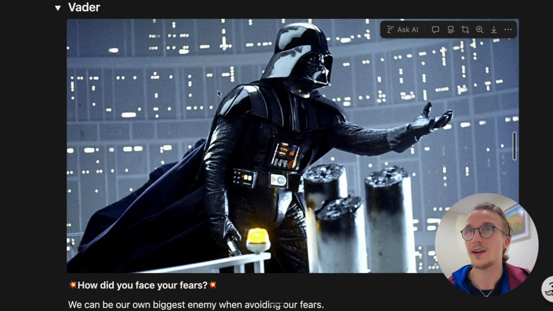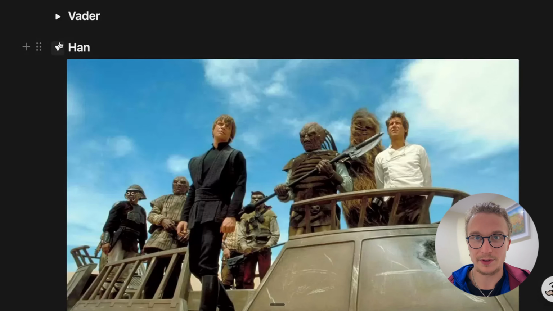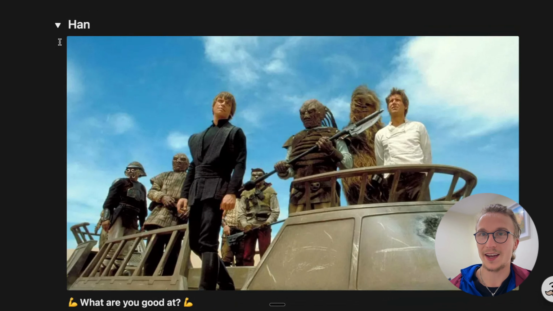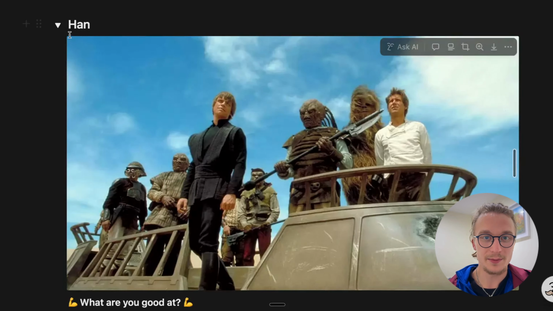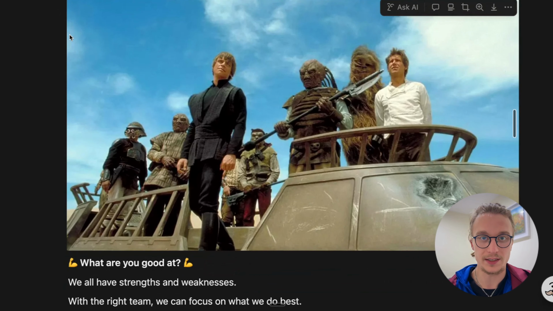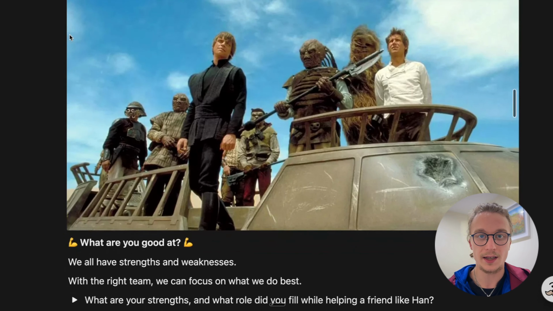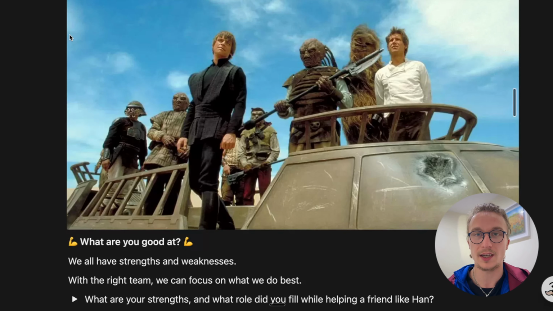So something I learned about the Vader experience is these are always the experiences that make us better, that transform us, and that's why we ultimately feel reborn. So after the Vader experience, we usually have also a Han experience. So here it's really about what you're good at. We all have our strengths and weaknesses, and with the right team, we can focus on what we do best. And I want to know what are your strengths and what role did you fill when helping out Han, right?